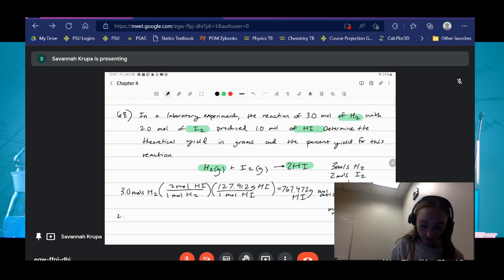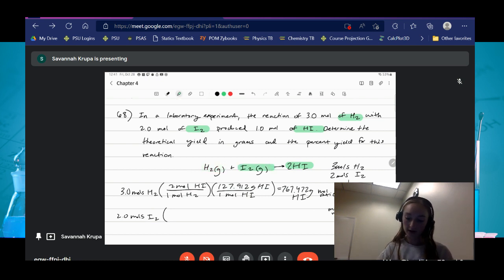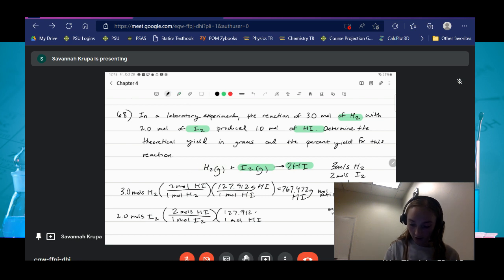So we have 2 moles of the iodine gas, and we're going to use the mole ratio as before. So for every 1 mole of iodine gas, there are 2 moles of HI. So 1 mole of I2, 2 moles of HI. And so now that we're in moles of HI, we want to get to grams as well. So for every 1 mole of HI, there is the same molar mass that we used as before, 127.912 grams of HI.